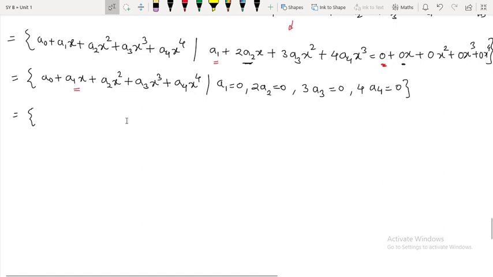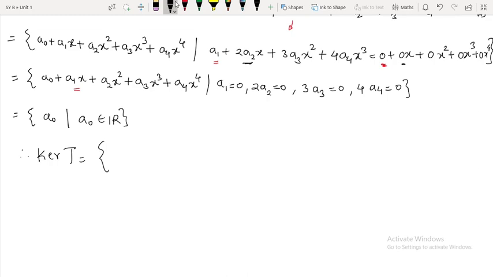So what is left out then? Only a naught, right? So a naught, such that this a naught is from where? This is a real number, right? So this is nothing but our kernel of T. Therefore kernel of T is equal to the set of all a naught such that a naught belongs to R.